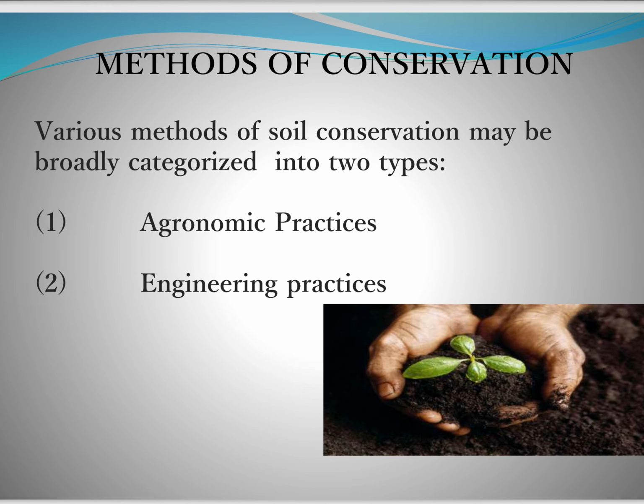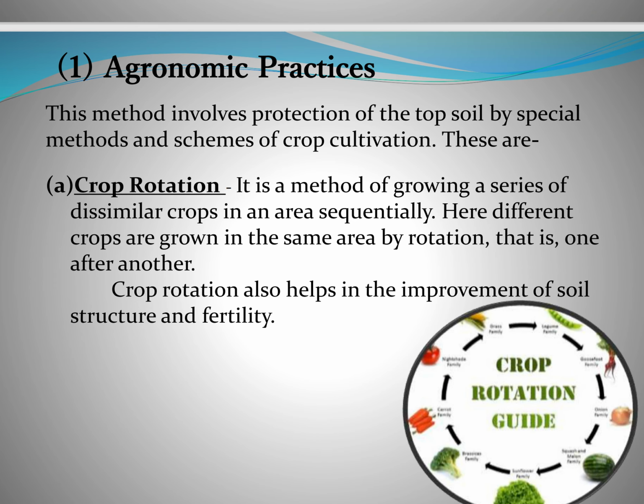Now, the most important part is the methods of soil conservation. Various methods of soil conservation may be broadly categorized into two groups: agronomic practices and engineering practices. The agronomic practices are connected with agriculture. This method involves protection of the topsoil by special methods and schemes of crop cultivation. One of these methods is crop rotation. It is a method of growing a series of dissimilar crops in an area sequentially. Here, different crops are grown in the same area by rotation, one after another. So, we have to choose the crops wisely so that the soil structure and fertility is improved.